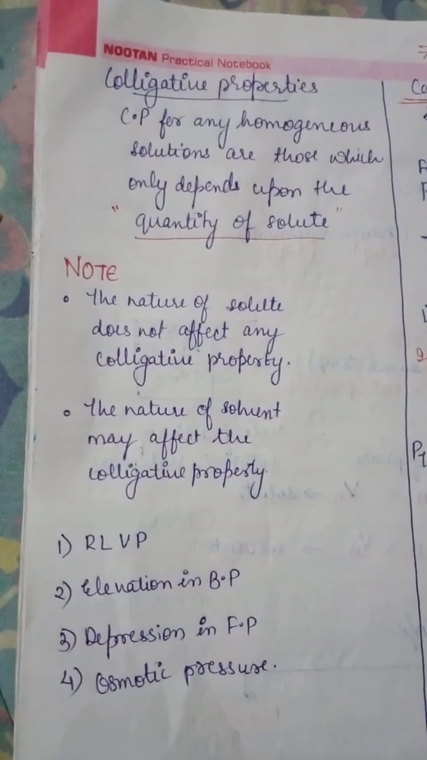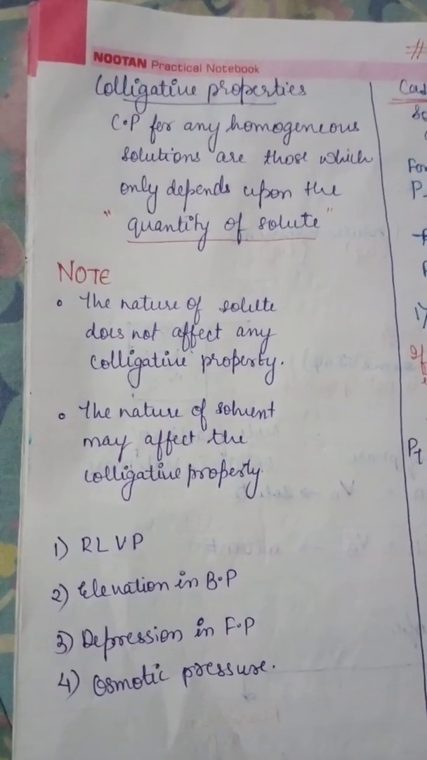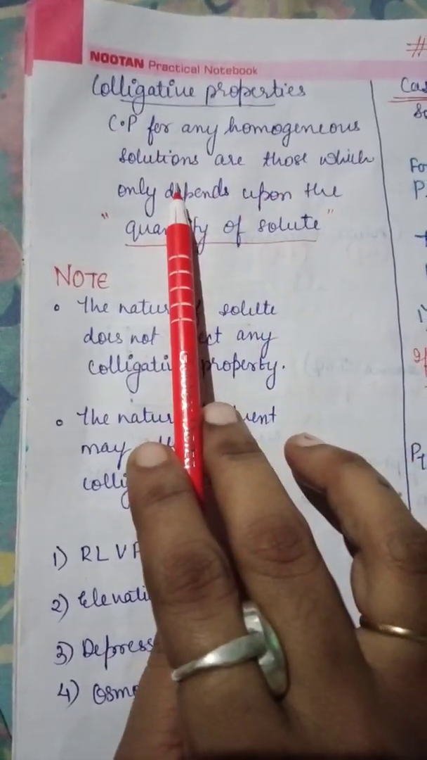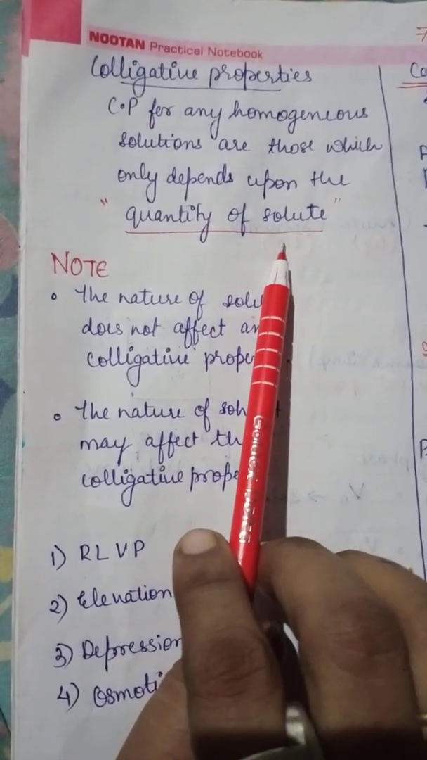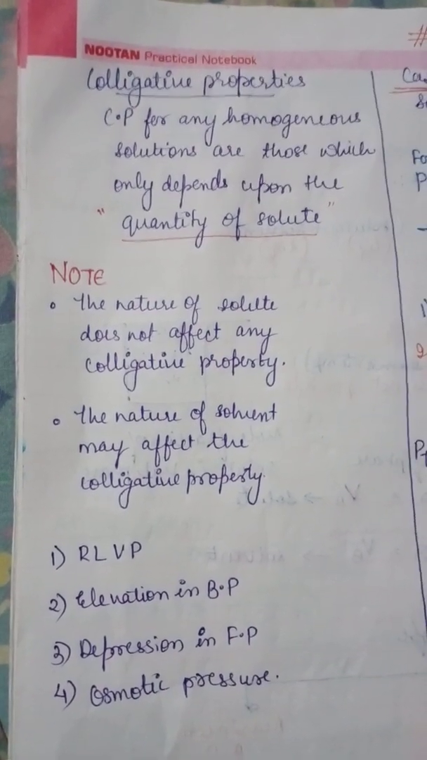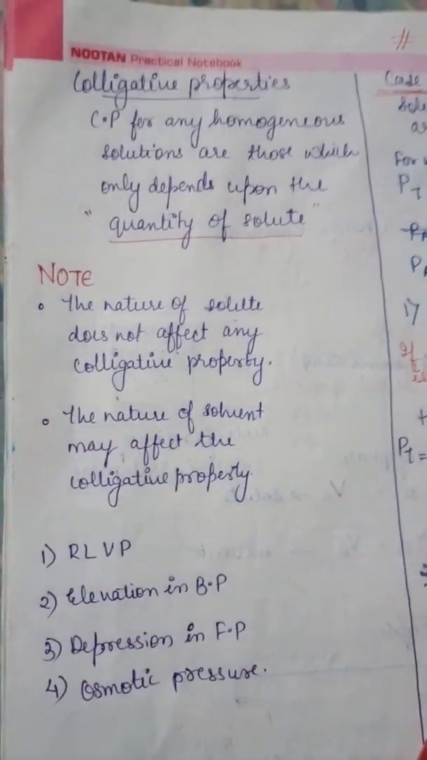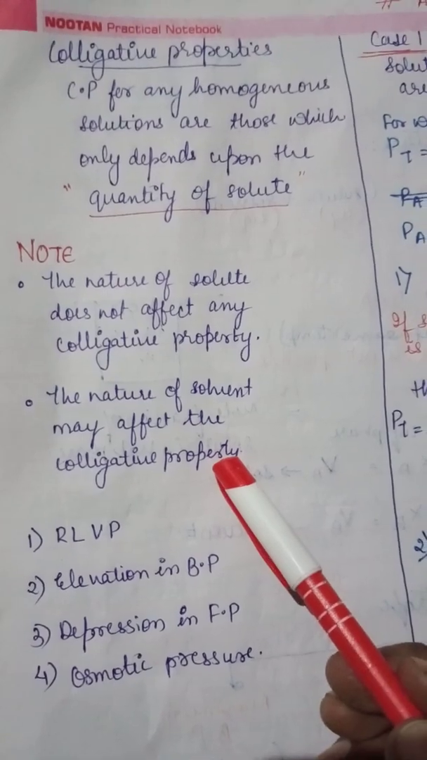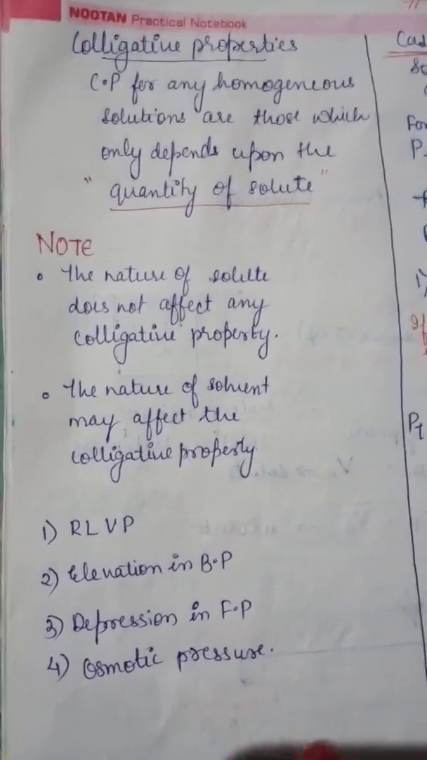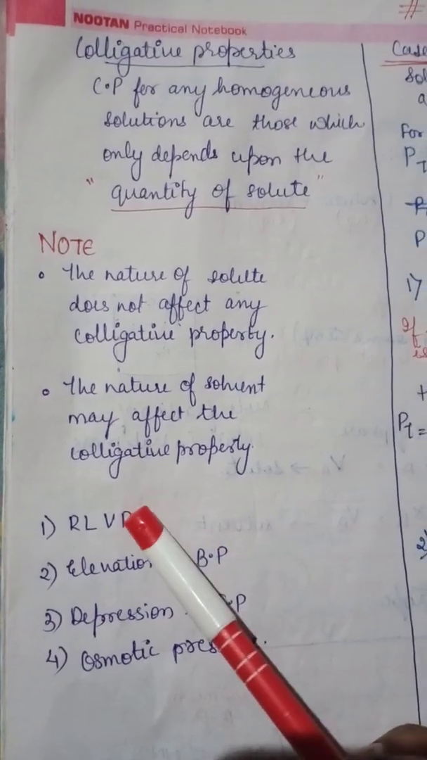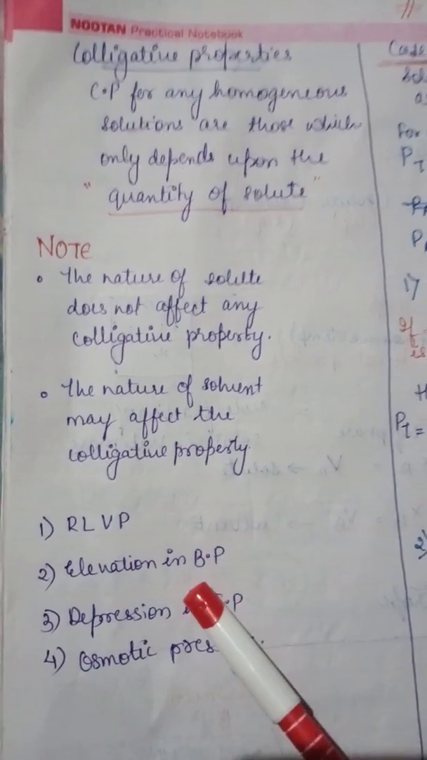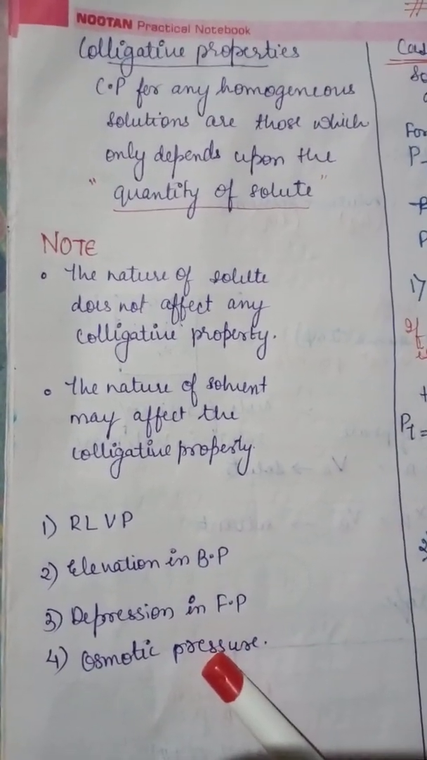Now the next point we are going to discuss is colligative properties. What are colligative properties? Colligative properties for any homogeneous solution are those which only depend upon the quantity or mole fraction of the solute. We have to remember 2 points: the nature of the solute will not affect the colligative property, and the nature of the solvent does not affect the colligative property. What are the 4 types of colligative property we are going to study? RLVP, that is relative lowering of vapor pressure, elevation in boiling point, depression in freezing point, and the osmotic pressure.